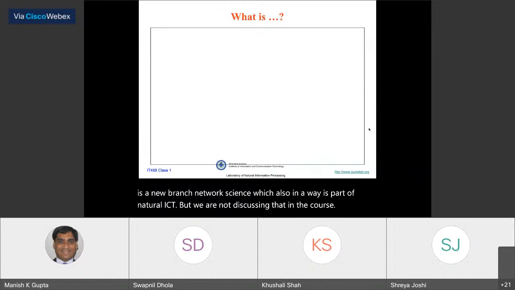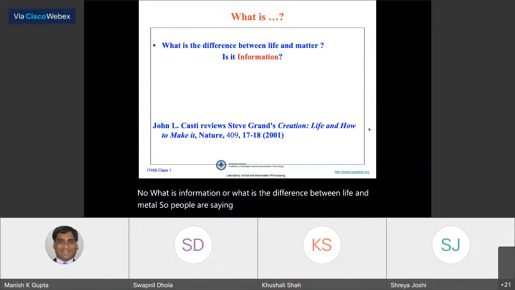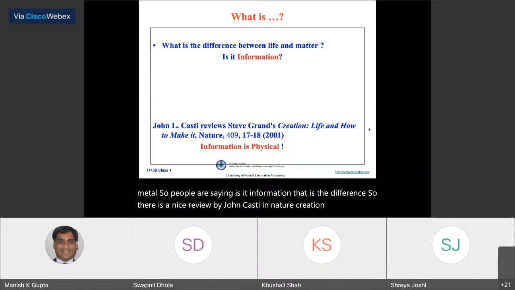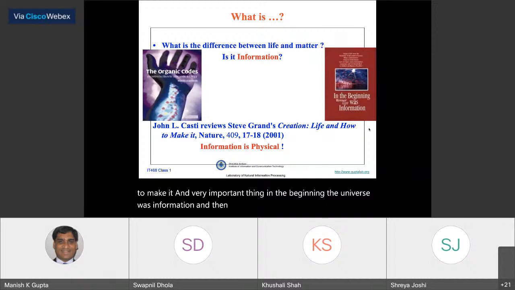Now, what is information, or what is the difference between life and matter? People are asking, is it information that is the difference? There is a nice review by John Casti in Nature, about creation, life, and how to make it. A very important thing: in the beginning, in the universe was information, and then these codes were developed. Some people say that, as a physicist, you can think that information is actually a physical thing. It is very important that you think from that point of view. Information processing principles are very important if you really want to understand nature. And I think this is also very important for machine learning people.